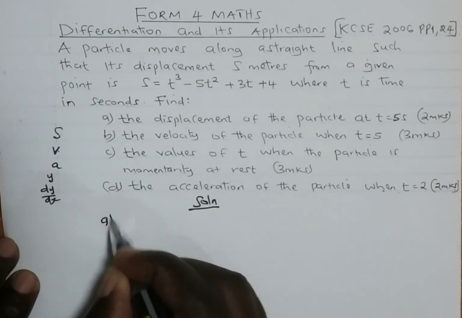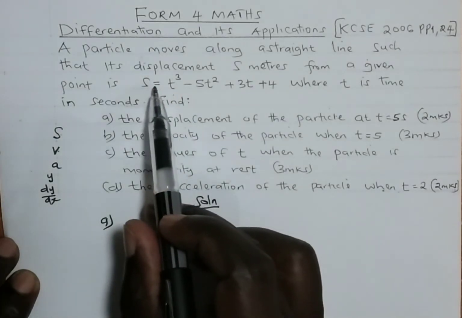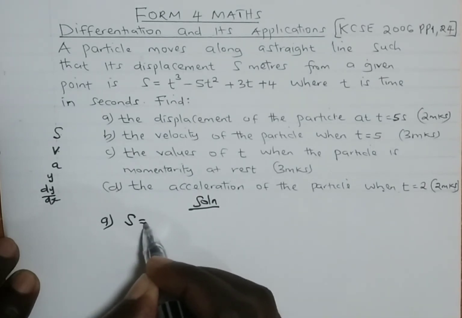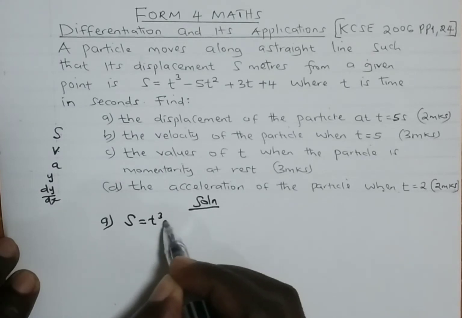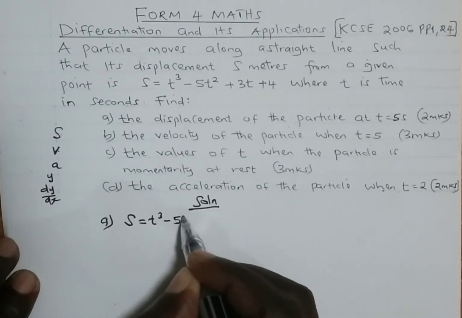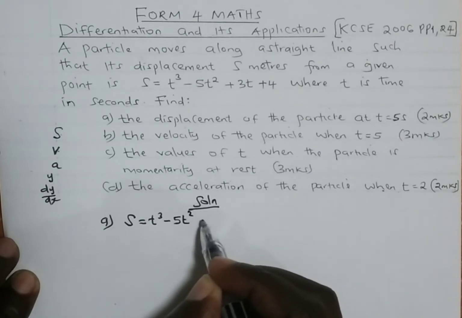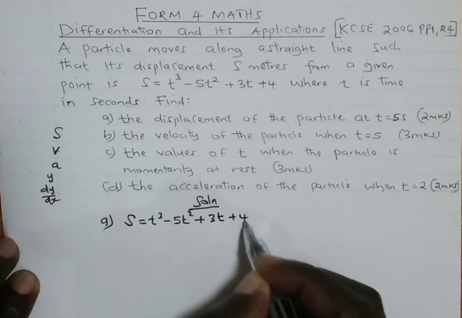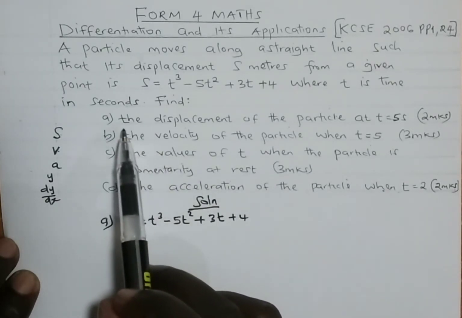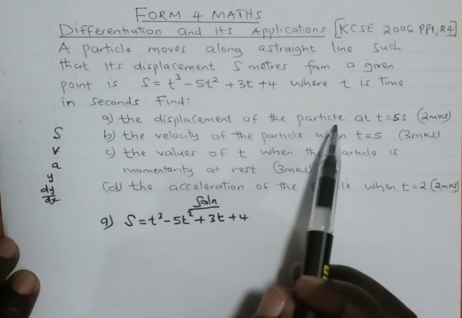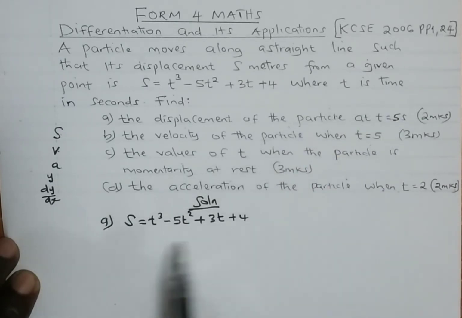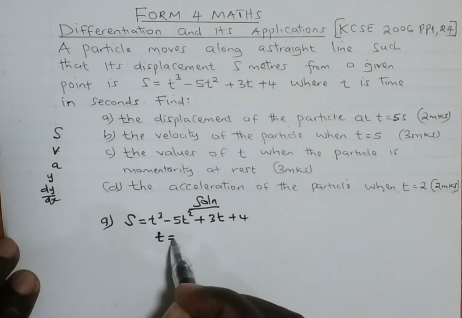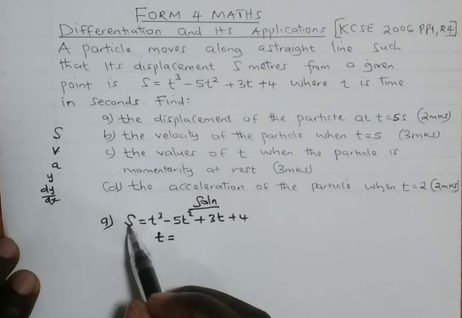So the first part of the question, we have been given the displacement function in form of s, and s is equal to t cubed minus 5t squared plus 3t plus 4. And we are told to find the displacement of the particle at t is 5 seconds. Since we have the displacement function, we only need to substitute the value of t for us to get displacement.